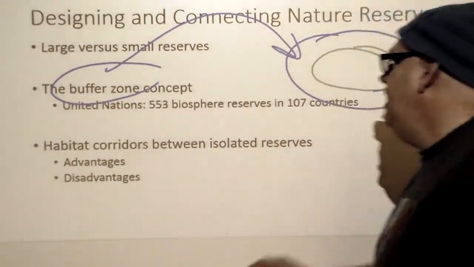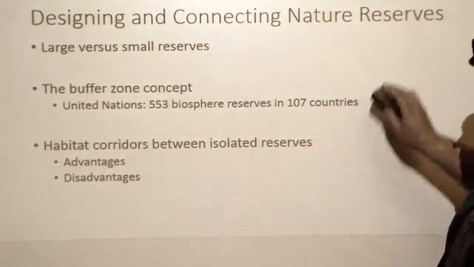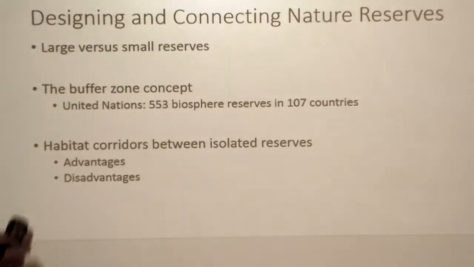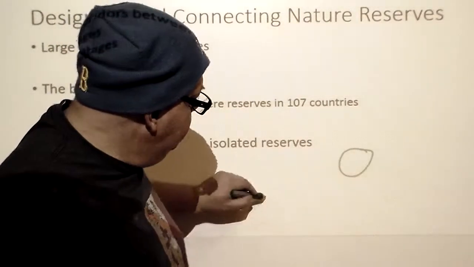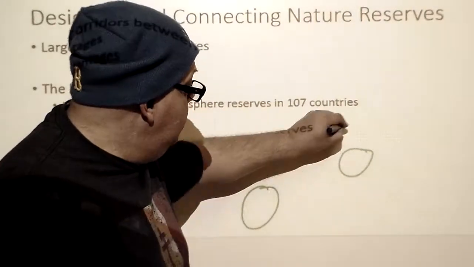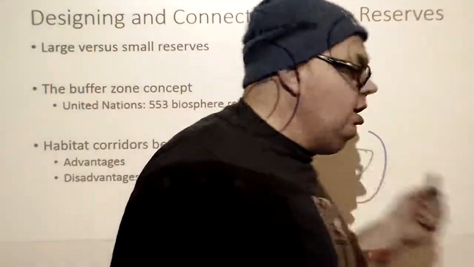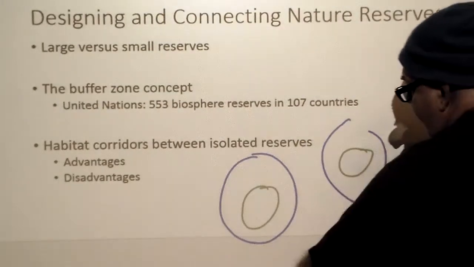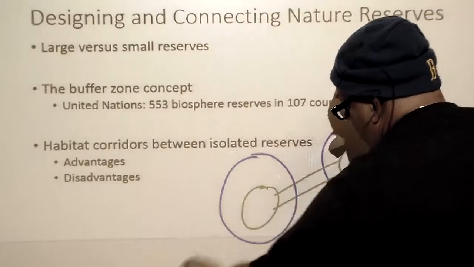Okay? So for the United Nations, we have 553 biosphere reserves in 107 countries. Now, habitat corridors are between these isolated reserves. Advantages and disadvantages. Well, it's like everything else. So if you got these two areas here, and let's say you have buffer zones, but they're not connected, it's not going to do you a lot of good if those species need to get from point A to point B. And that's why you have to create this habitat corridor.